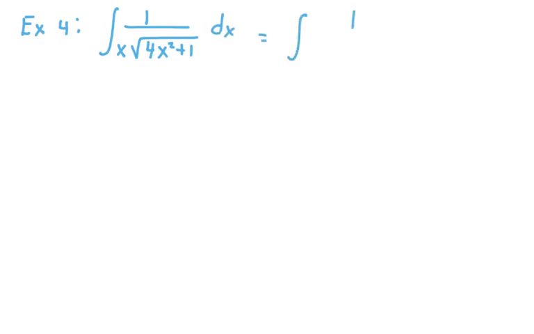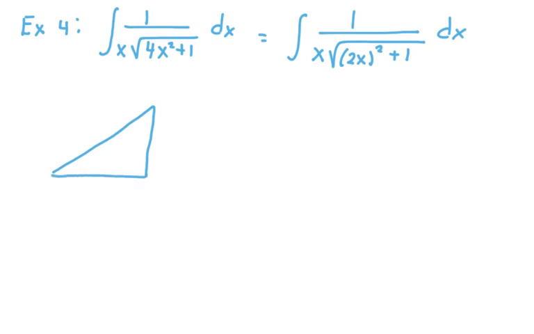If we take a look at example 4, suppose we have the integral of 1 over x times the square root of 4x squared plus 1 dx. But I can write this as the integral of 1 over x times the square root of 2x raised to the second plus 1 dx. So I'm going to do this by trigonometric substitution.